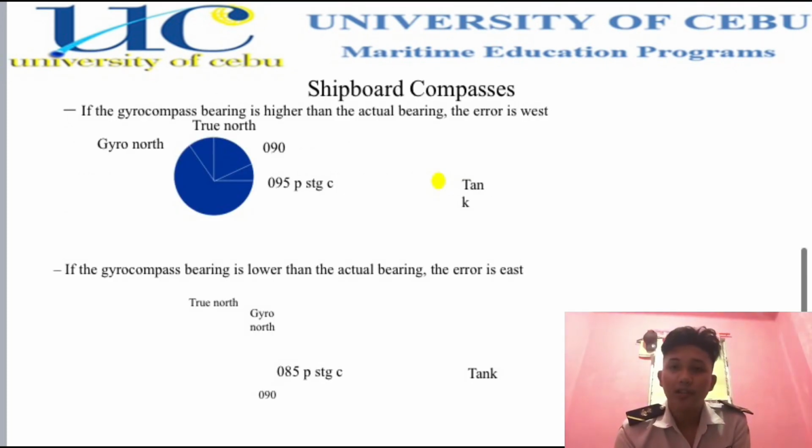The first illustration states that if the gyro compass bearing is higher than the actual bearing, the error is west. The second illustration states that if the gyro compass bearing is lower than the actual bearing, the error is east.